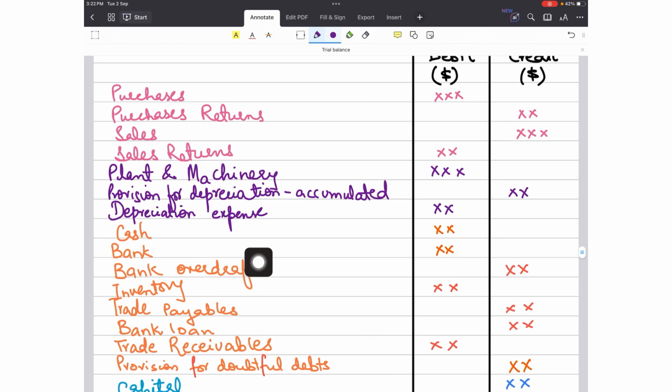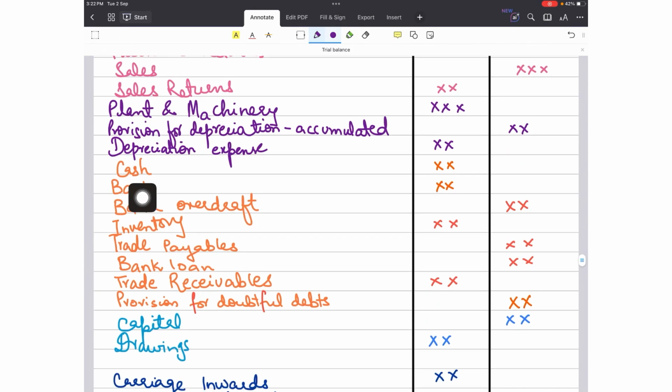Moving towards assets and liabilities. So cash, we know, is an asset, debit nature, debit column. Bank, if it's the positive balance, of course debit. If there's a bank overdraft, then it will come on the credit side in the trial balance. Then we have inventory, of course, debit balance. Trade payables, what is trade payable? It's a liability. Bank overdraft is also a liability, so credit side. Bank loan, again a non-current liability, credit side. Trade receivables, asset, debit side. And provision for doubtful debts, contra asset. Contra asset means it will appear on the opposite side of the asset account, so on the credit side.